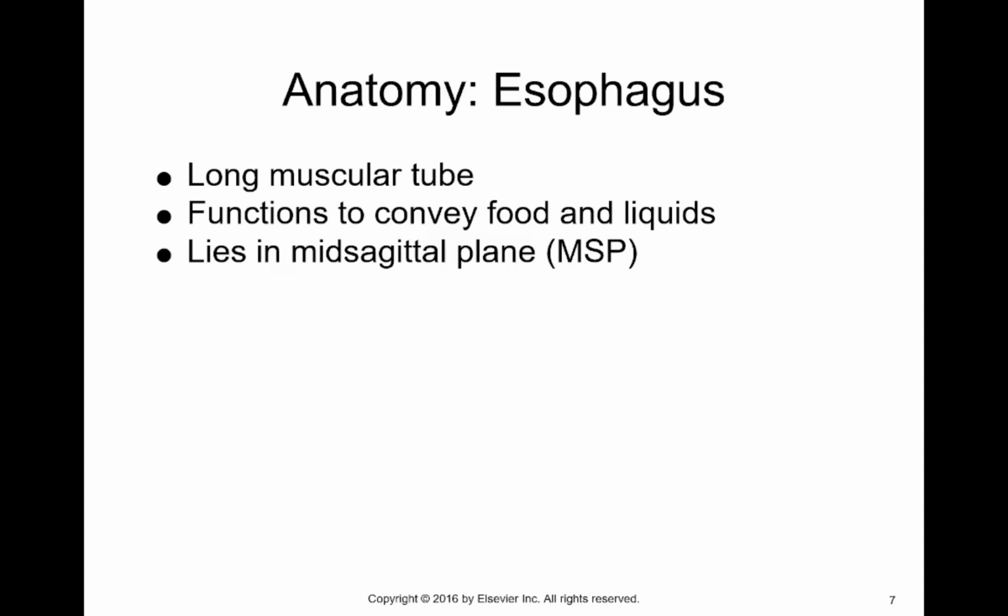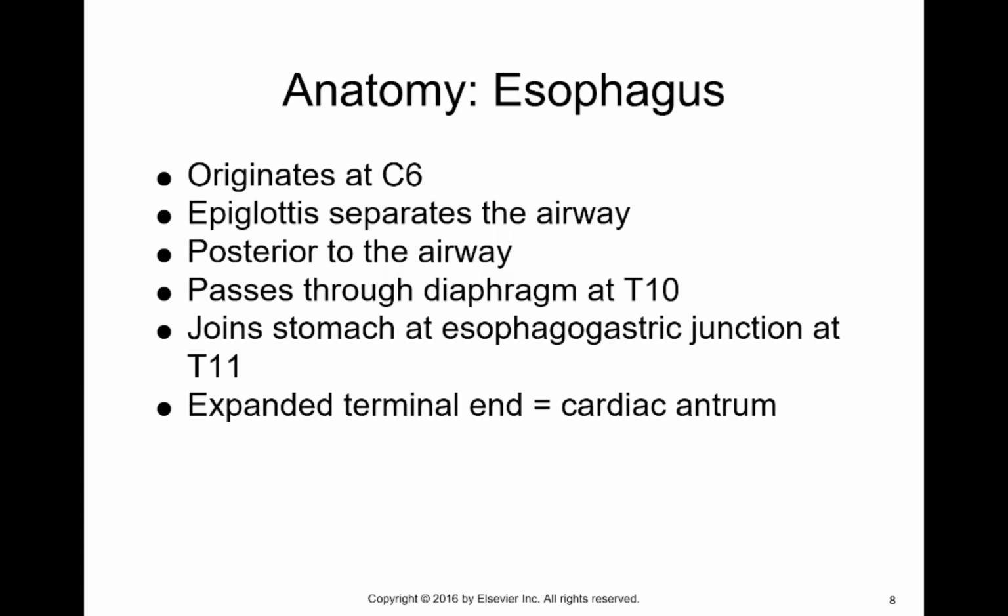So the esophagus is just a long muscular tube, and it only really has one purpose, and that is to send food from the epiglottis all the way down into the stomach. So it lies mainly at the mid-sagittal plane. We're going to take a look at how it does deviate in a couple of different places, especially at the lower end, right before it goes through the diaphragm into the stomach. But for the most part, it lies at the mid-sagittal plane.